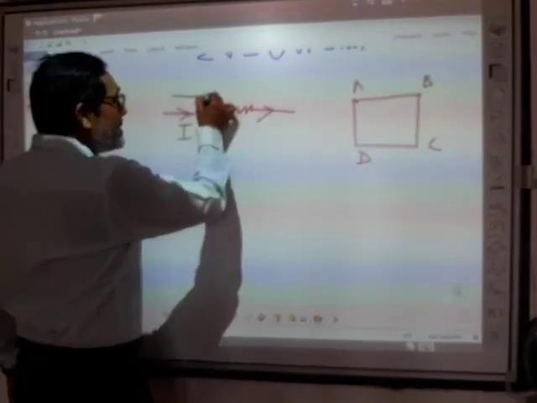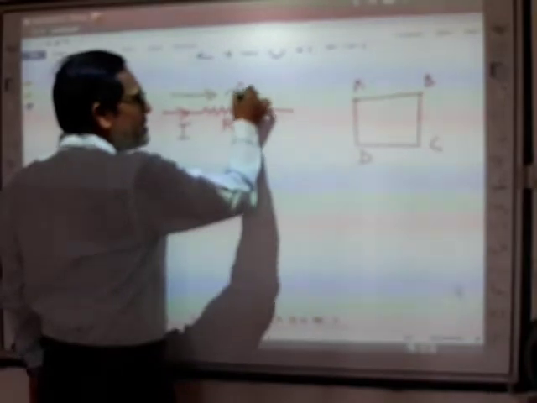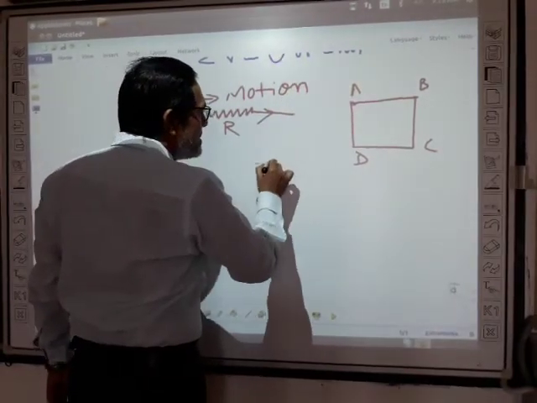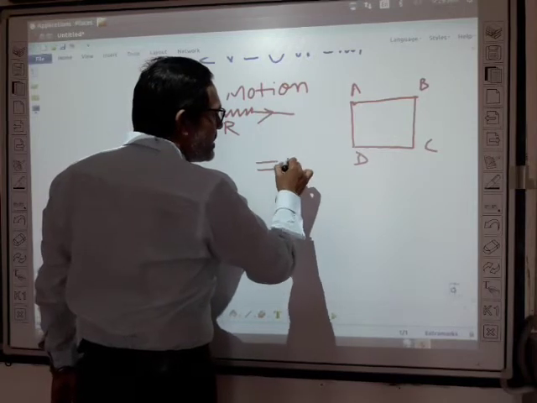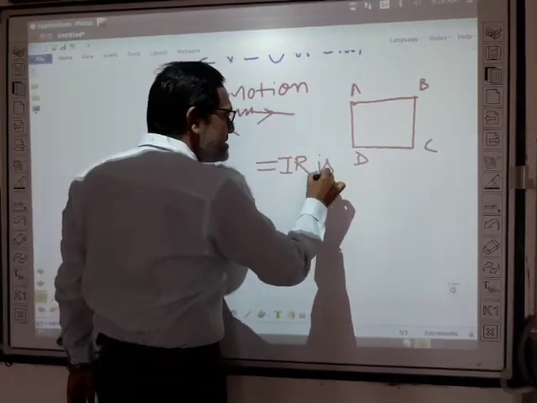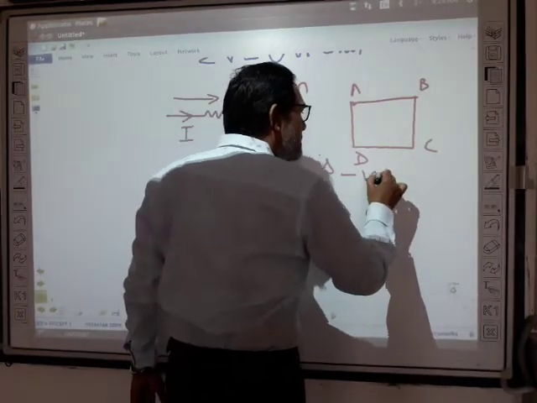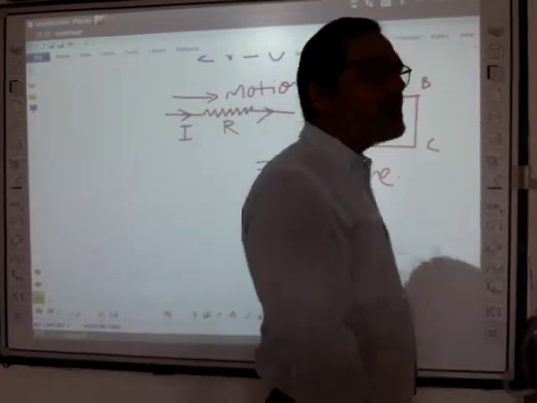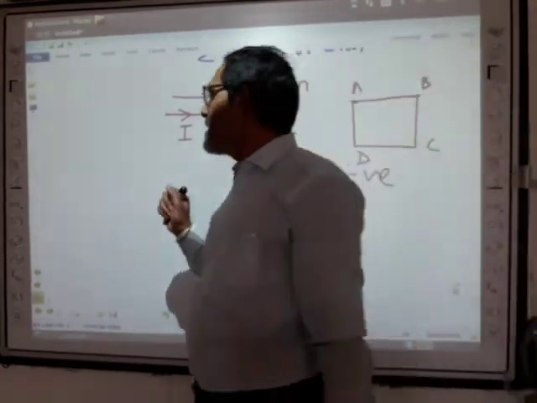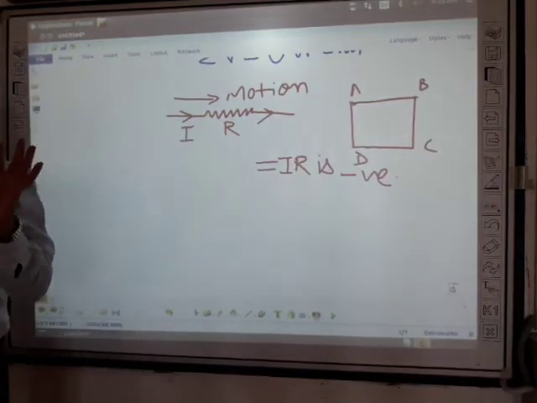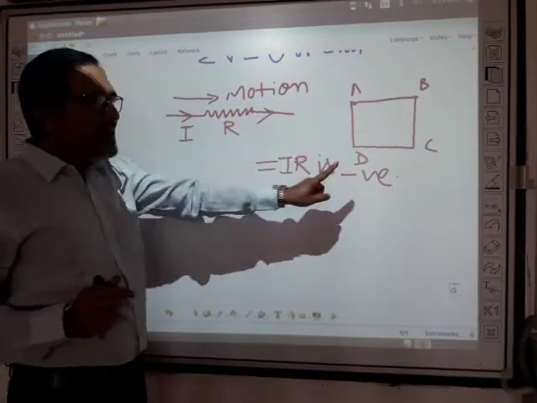So, if the motion and direction of current are the same, then the product of IR is negative. How we can use it? We will discuss later on. The product of IR is to be taken negative. How can we apply this? This is very important. So this IR is negative.